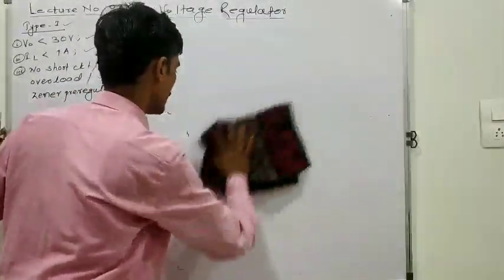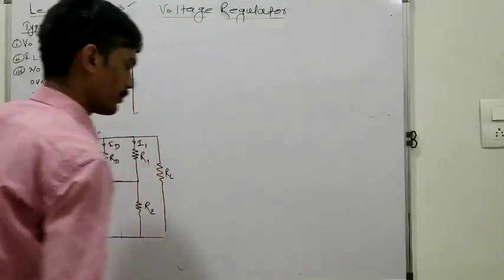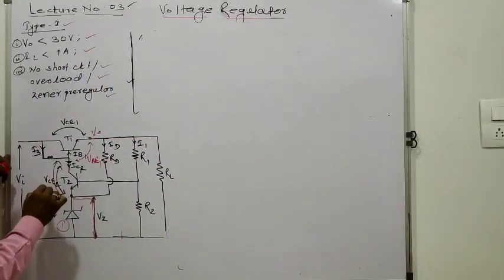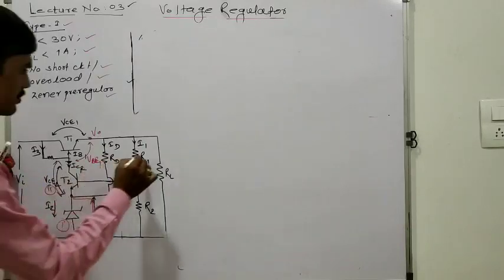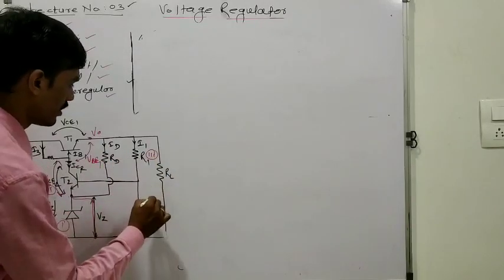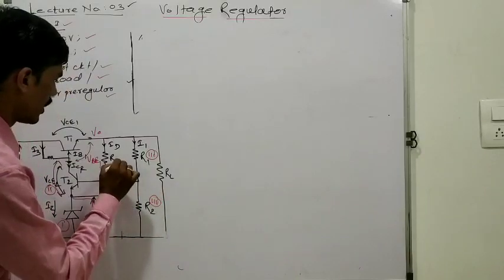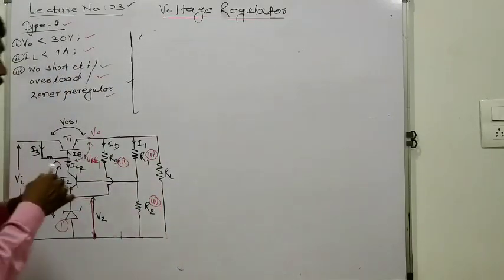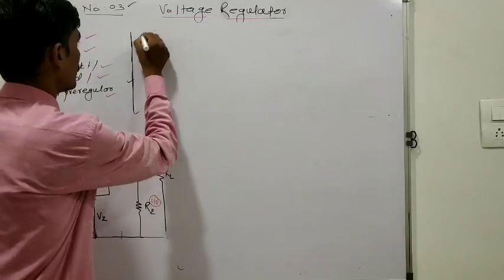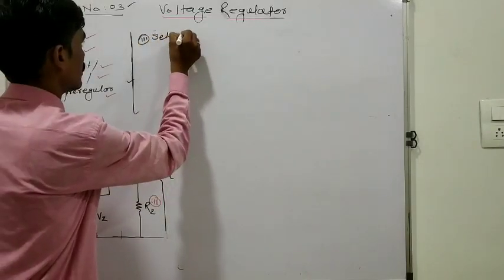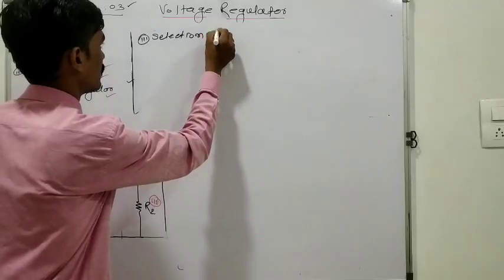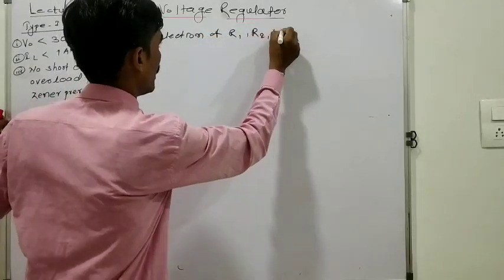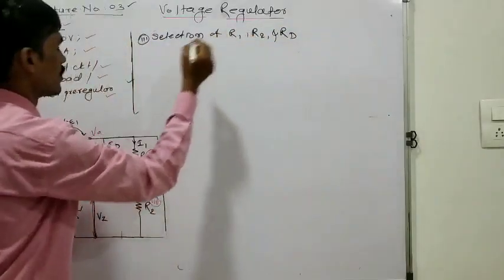So the next part is selection. Up to this we have covered two points, that is selection of the Zener diode and selection of the transistor. The next part is selection of resistance R1, R2 and R3, that is RD. So the third point is selection of R1, R2 and RD. Out of that, first R1.